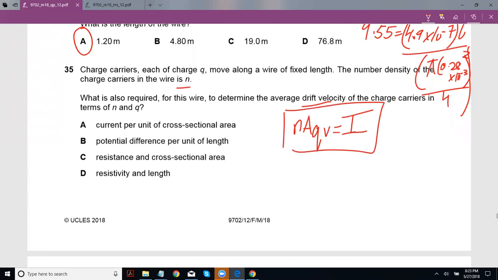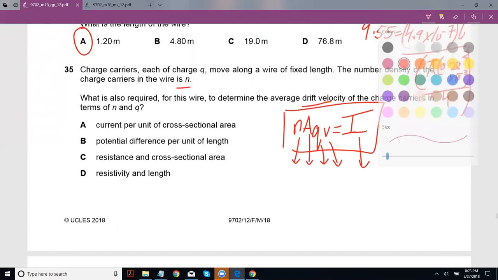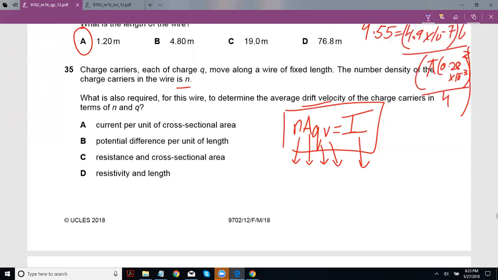I equals nAvq, basically. That's how you remember it. So this is the number of charge carriers, this is the area of the cross section, this is your elementary charge, this is your drift velocity, this is your current. Now, what do you have already? You have N and Q, and you need to figure out drift velocity.